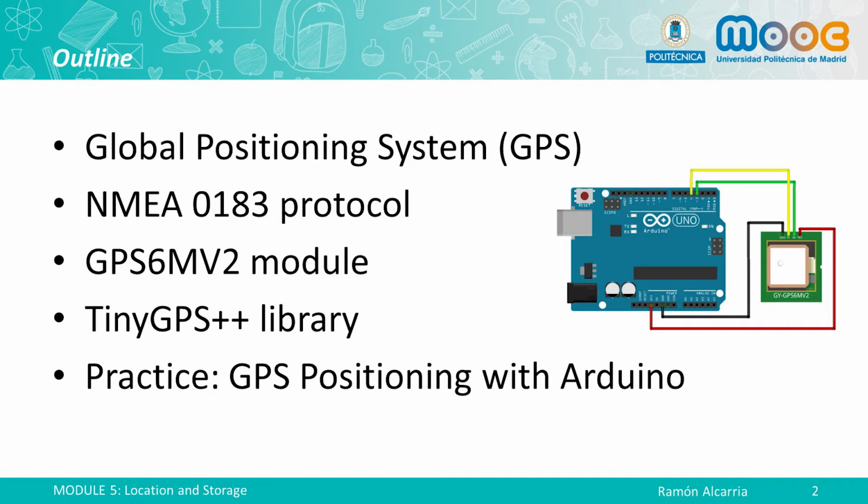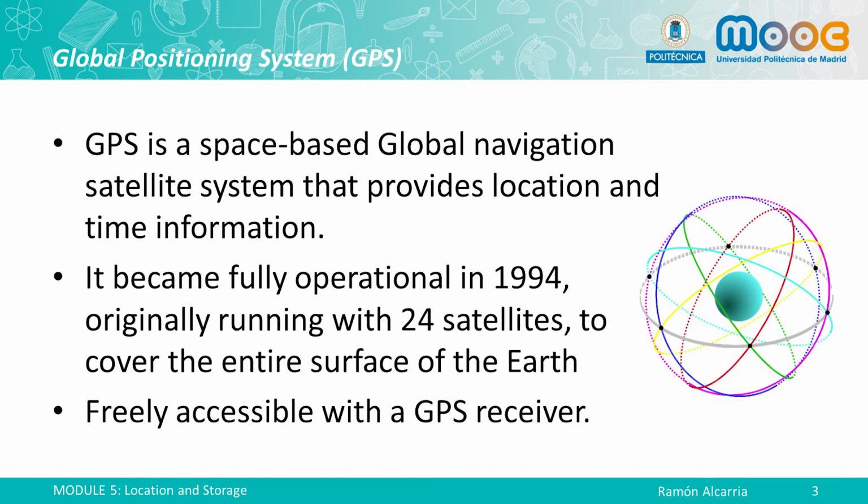First of all, we describe the global positioning system and how location data is delivered by common positioning devices by using the NMEA protocol. Then I will describe a well-used GPS module for Arduino, easy to incorporate to our projects. Finally, I will explain a practical approach to connect and configure the GPS module, processing location data through the TinyGPS++ library. GPS is a space-based global navigation satellite system that provides location and time information.